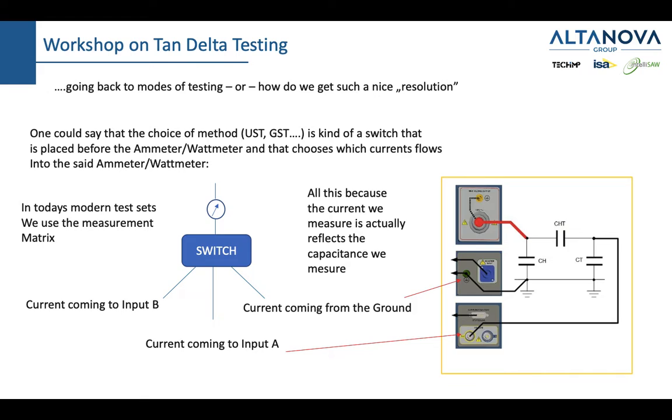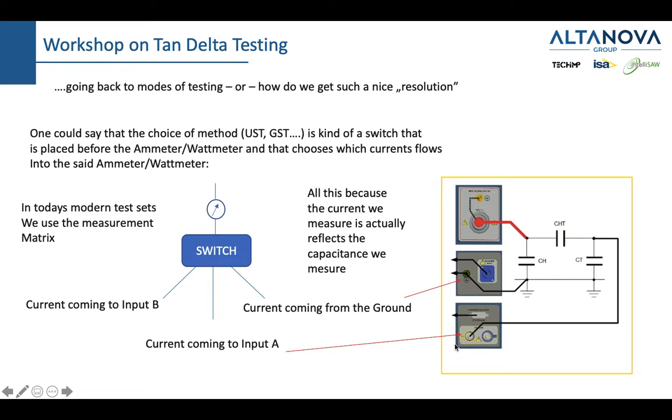Moving on, this is an important slide where I want to explain what is actually going on when the device is choosing UST or GST. Imagine that you have three current inputs: current 1, current 2, and current 3. Current 1 is coming to input B, current 2 is coming to input A, and current 3 is coming from the ground. This is where we measure ground current, or current running through the ground.